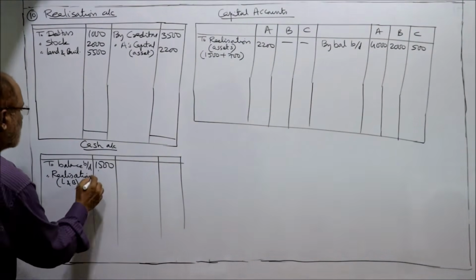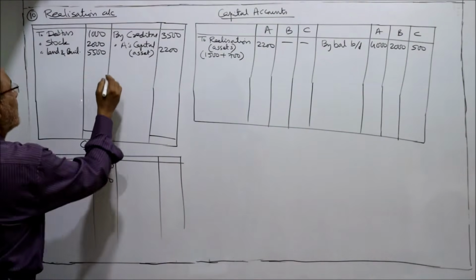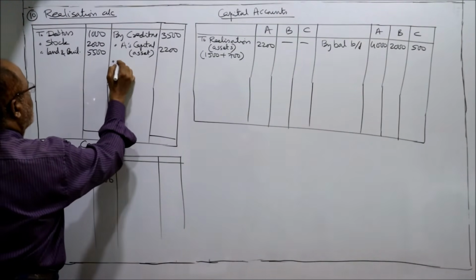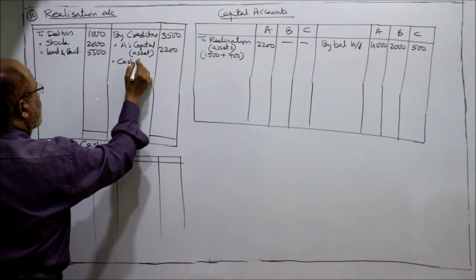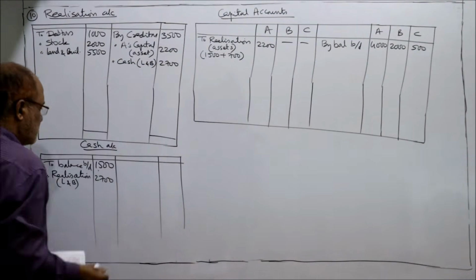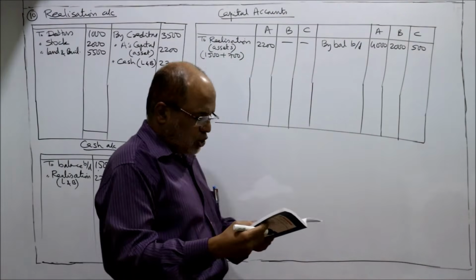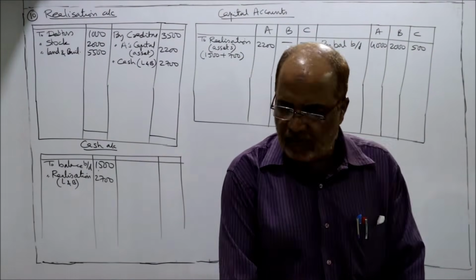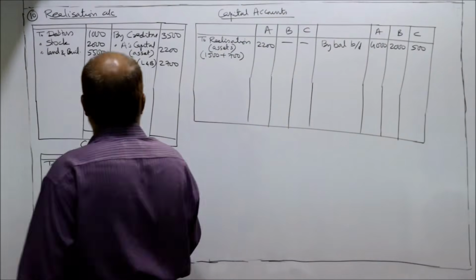लैंड एंड बिल्डिंग 2,700. लैंड रियलाइजेशन को क्रेडिट करिए बाय कैश, लैंड एंड बिल्डिंग 2,700. नेक्स्ट, शो बाय मींस ऑफ लेडजर अकाउंट्स. ओवर. नाउ विल फाइंड आउट वेदर देयर इज प्रॉफिट और लॉस ऑन रियलाइजेशन.